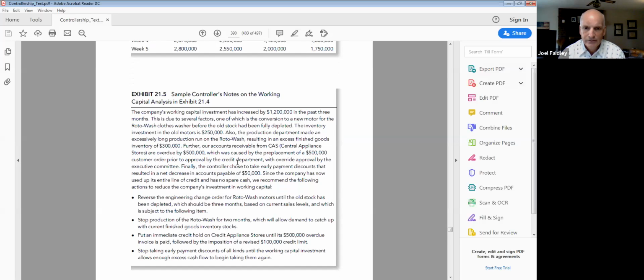What the engineers are doing to try to improve the process, improve the product. Reverse the engineering change order. Look what else: stop production. These are the solutions to what's being proposed there in this working capital analysis. It says their investment increased by 1.2 million in the past 3 months. Conversion to a new motor for roto-wash clothes. Also, the production part made an excessively long production run, right? You don't just run stuff out in a big batch because you've got the material. Excess finished goods inventory, 300,000.